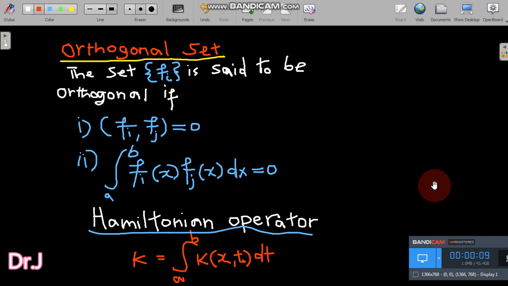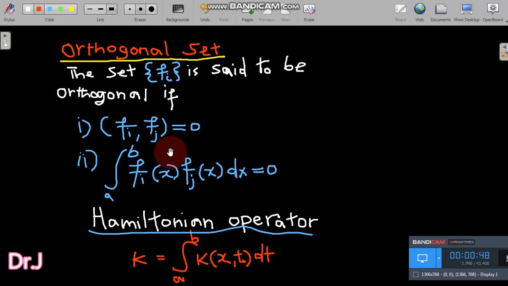Okay, students, happy to bring in another topic today. That is orthogonal set. What's that? Suppose Fi, that is F1, F2, F3, F4, like the sequence of functions, is said to be orthogonal. This particular group of functions Fi, where i takes a value 1, 2, 3, 4, and so on, when they say that they are orthogonal, it has to satisfy two conditions.